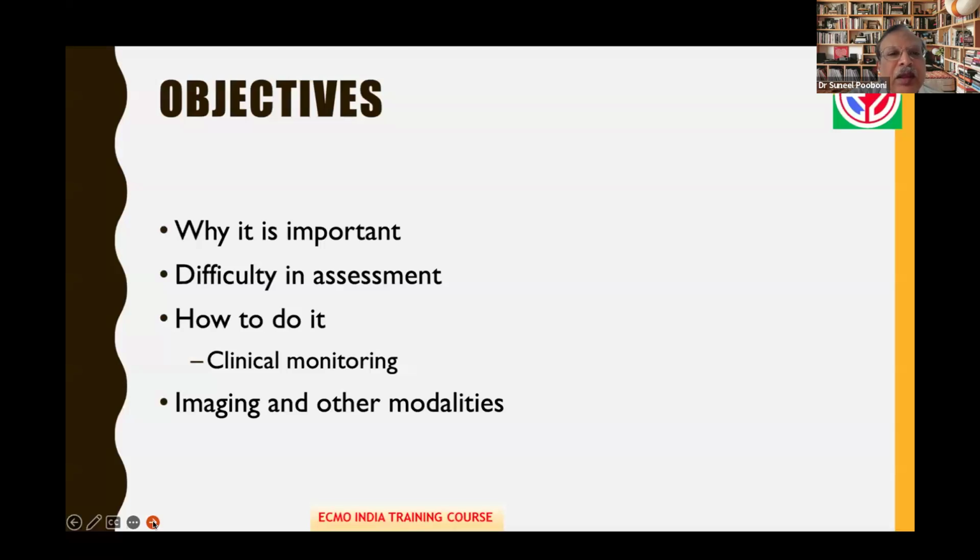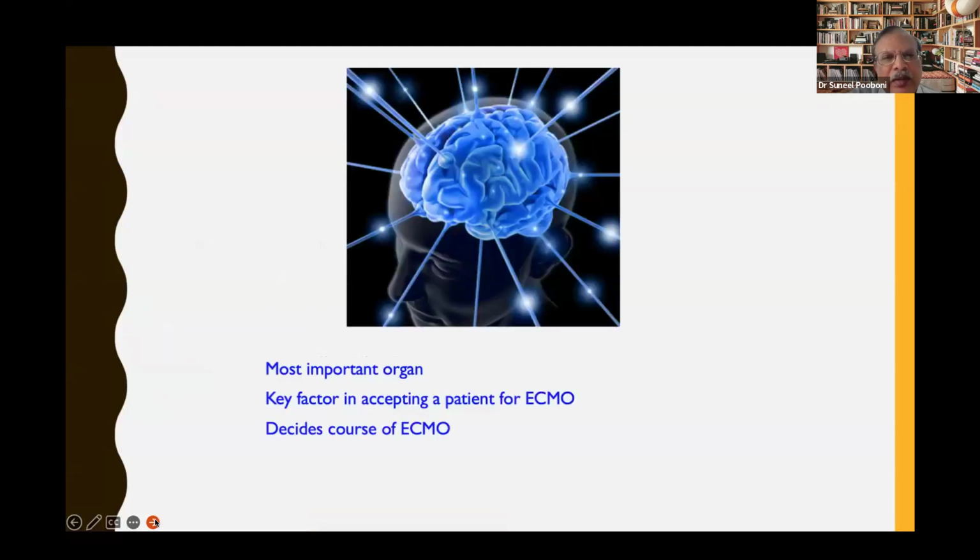Already if they are bleeding. So we'll be very careful about making sure there is no coexisting bleed before they go on to ECMO. And there would be some difficulty in assessment as well. We will go through that in the next few slides. Clinical monitoring aspects I will discuss, imaging and other modalities. It is the most important organ because it decides the outcome from ECMO.